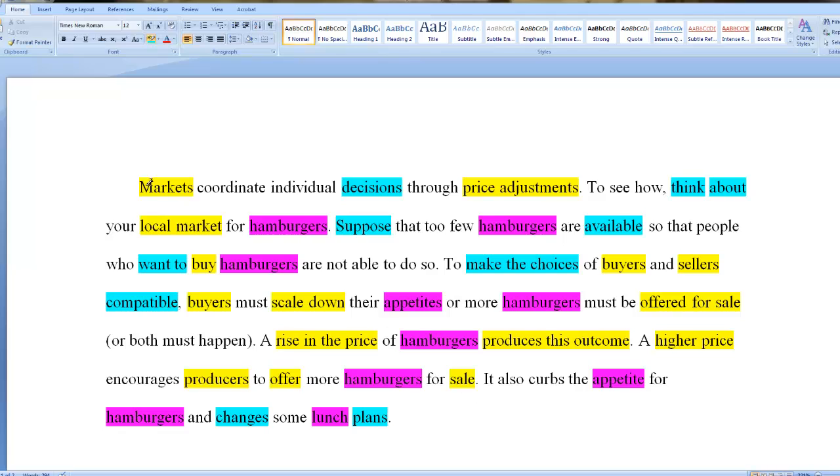For example, we have this word chain in yellow. You'll notice there's a yellow in pretty much every single line. There's a blue in every line, maybe except for a couple. And then there's a pink as well in just about every line. And so this is a nice coherent paragraph.